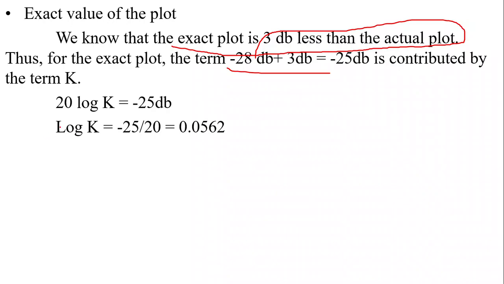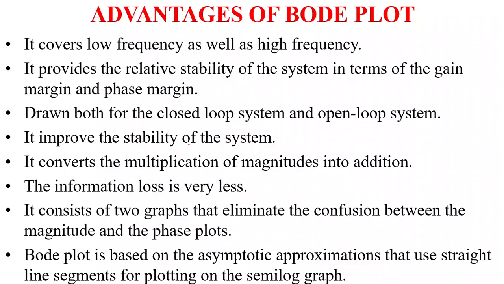So it can be contributed by the term K. We have to equate this: 20 log K equal to minus 25 dB, and at last we get a K value of 0.0562. In our approximated Bode plot we got the gain value of 0.05, but in the exact plot we have a gain of 0.0562. Next we are going to see the advantages of Bode plot.